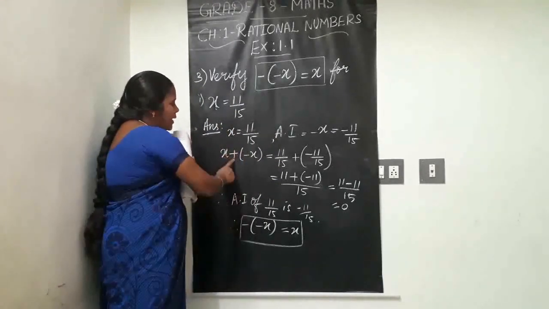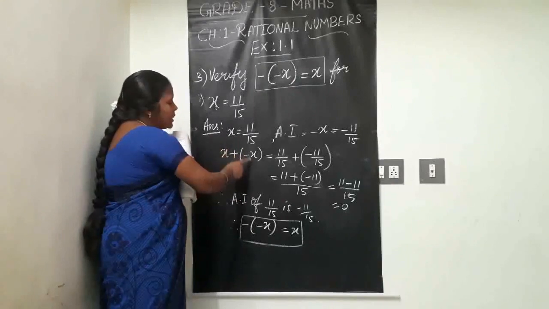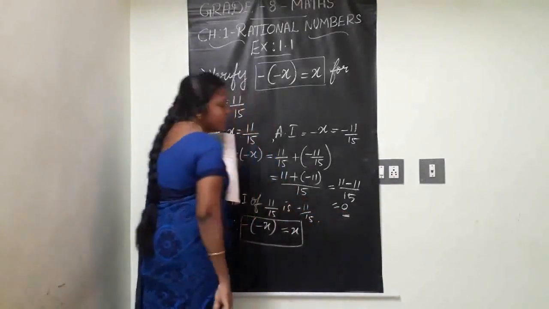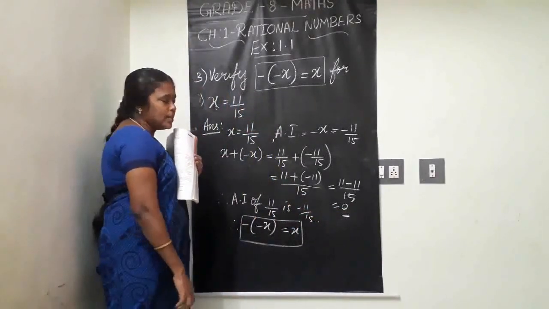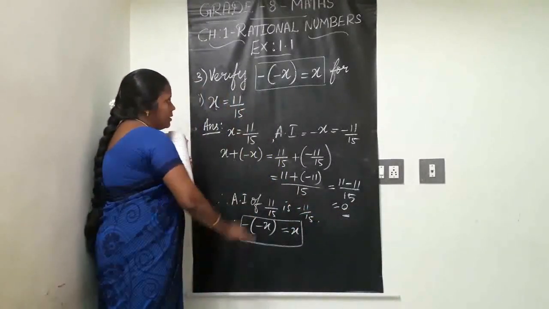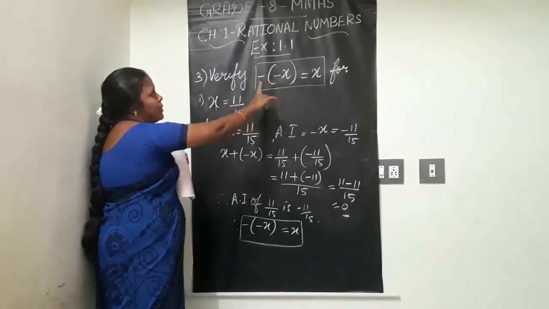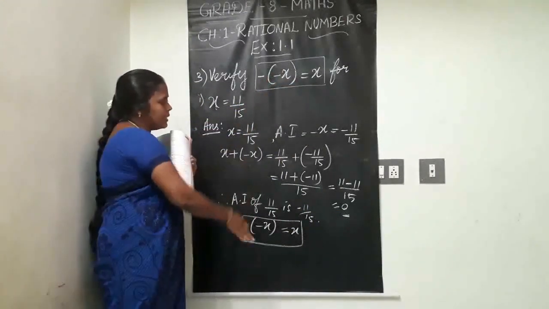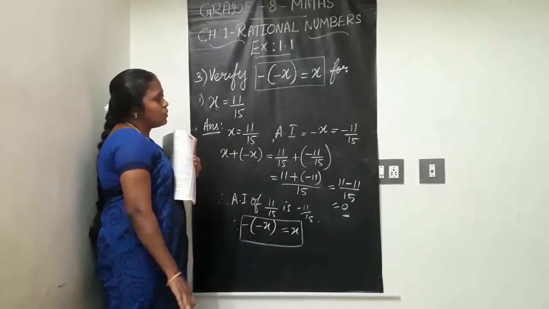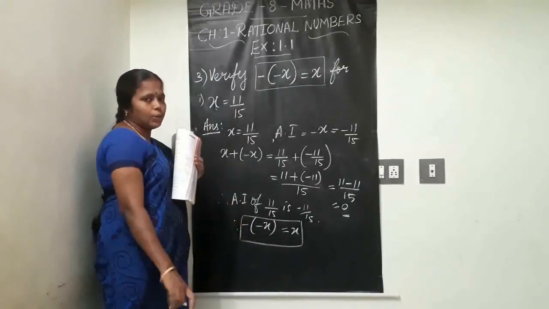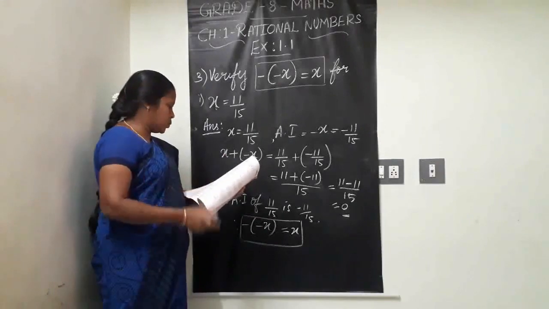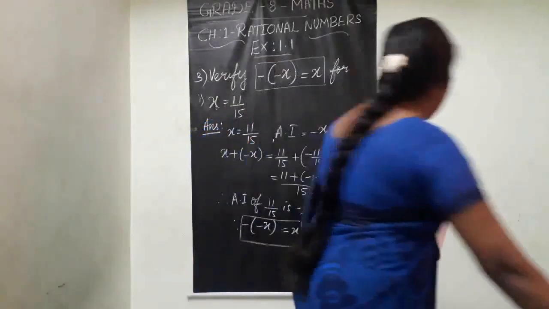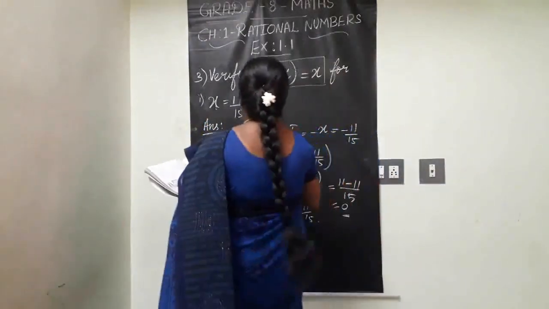You have to add the given number with its additive inverse. At that time, you have to show the answer 0. That means your sum is correct. You have proved this statement: minus of minus x equals x. Like that. This is the second method, which is easy for you to follow. In that way, you can carry on. One remaining question is there. Clear? Neatly, you have to copy down in your classwork note.